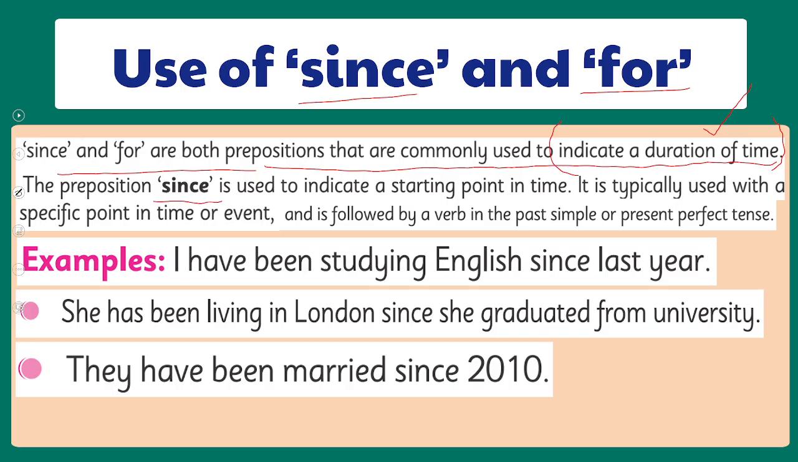Firstly we have to discuss since. Since is used to indicate a starting point in time. Because prepositions of time indicate the time, since is used to indicate the starting point of an action, the point in time at which the action started. It is typically used with a specific point in time or event and is followed by a verb in the past simple or present perfect tense. So since is used to indicate the time when an action started and still it is going on, or we can say that it is stopped.